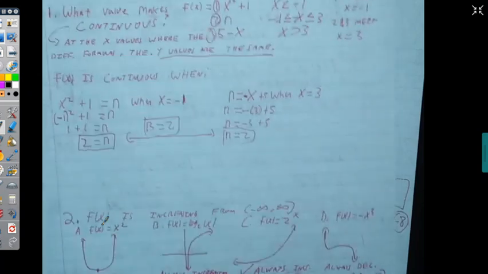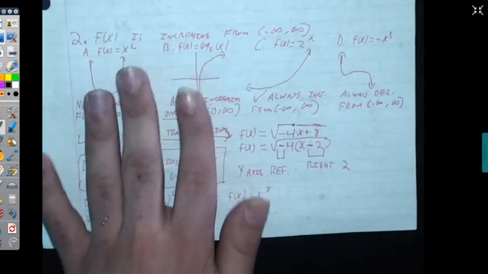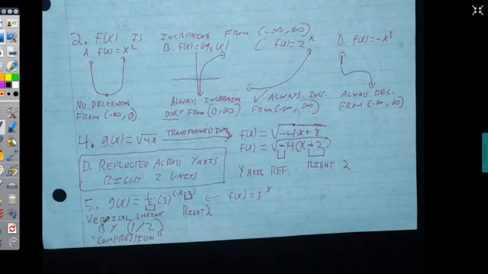All right, moving on to problem 2. With problem 2, which function is increasing on the interval from negative infinity to infinity? What you can do is graph these functions on Desmos. You graph f of x is equal to x squared, and the function is going to look like what I drew on my sheet of paper. It'll look like a parabola. The function has to be increasing from negative infinity to infinity.